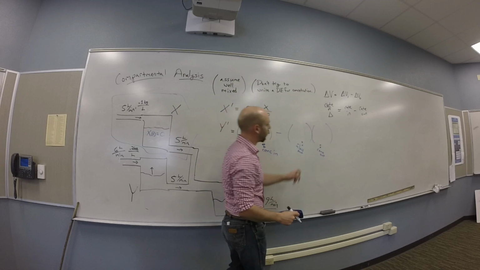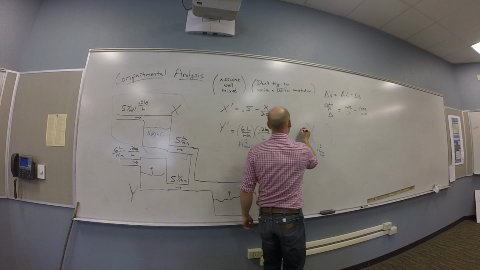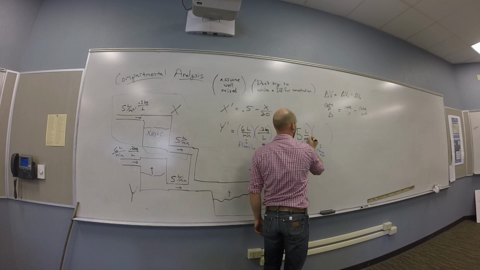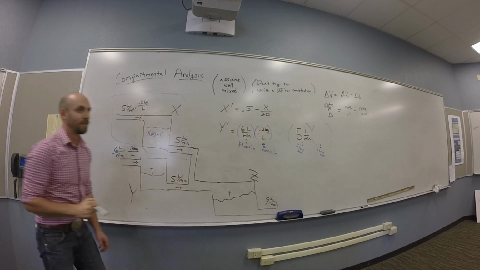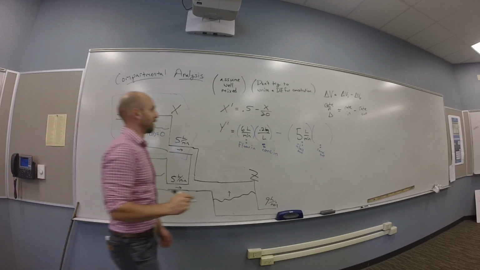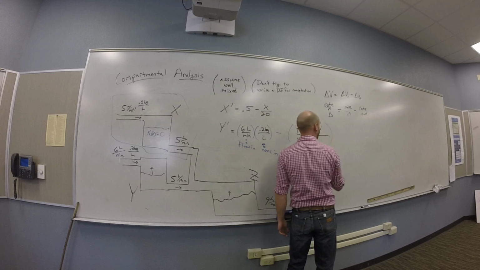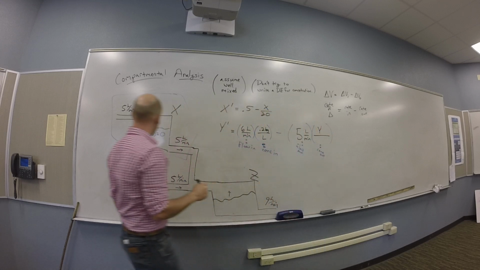And then how about your flow out? 5. The flow out's pretty easy. It's 5, in liters per minute. And then the concentration out's harder. It's going to be Y divided by whatever the volume of the tank is. So that's Y divided by the volume of your tank, which increases 1 per minute.